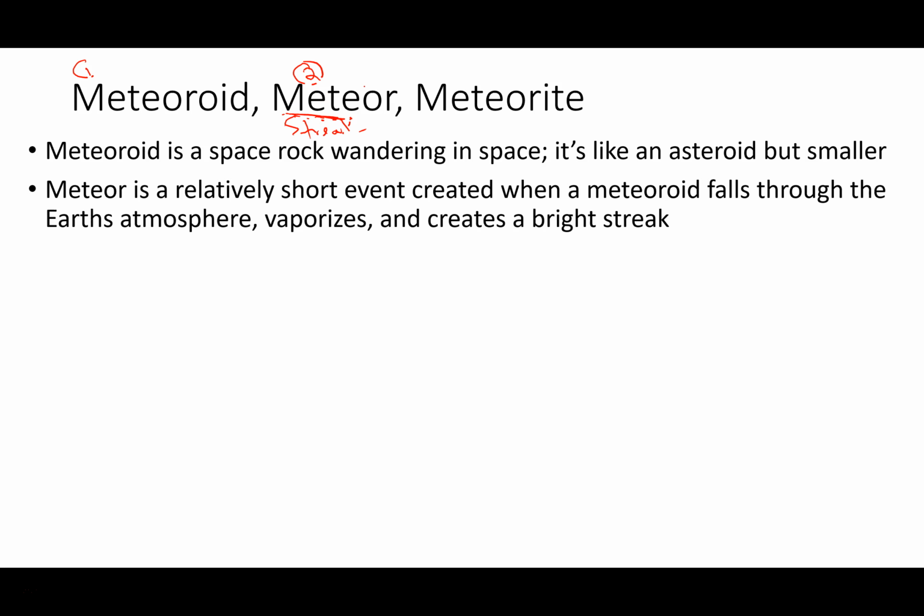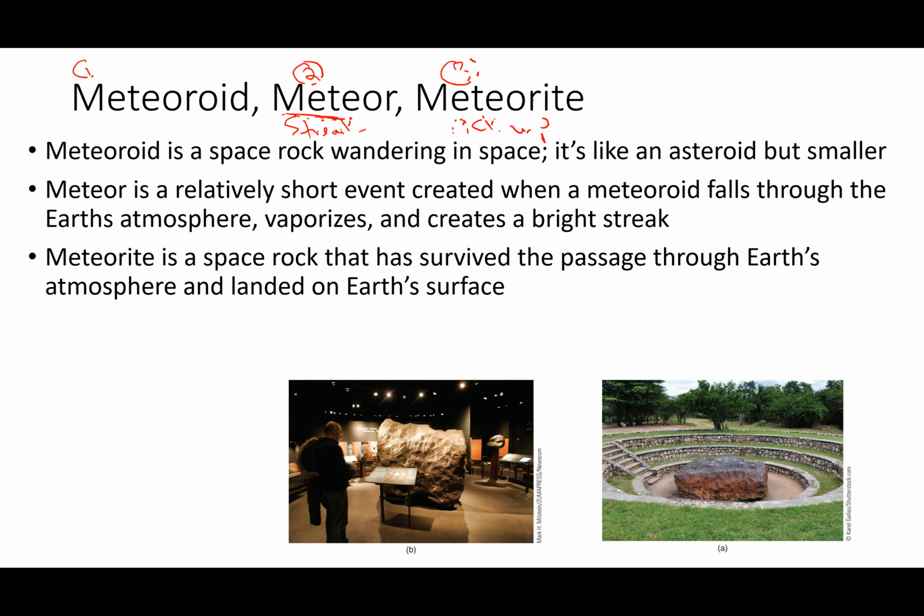Okay. And this is the thing that I'll put 3 here over meteorite. This is what you pick up. If a piece makes it through Earth's atmosphere, that's what you pick up. So meteoroid is outer space. Meteor is the streak. A meteorite is what you pick up.